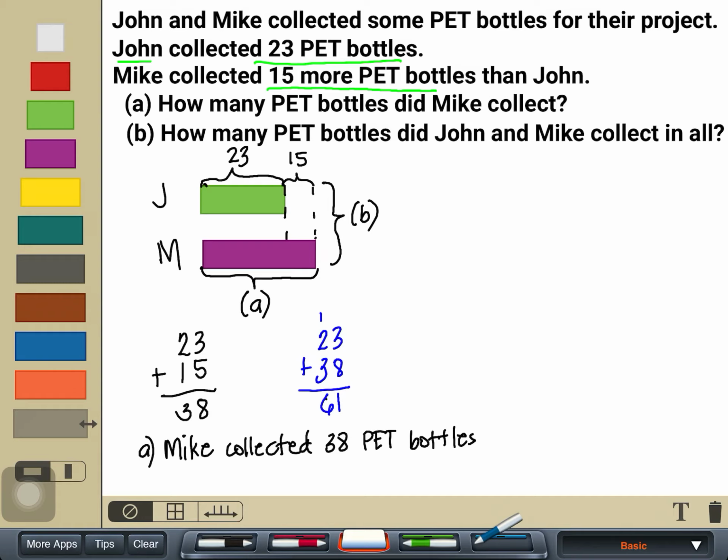So the answer for letter B now is they collected 61 PET bottles in all. There you go.